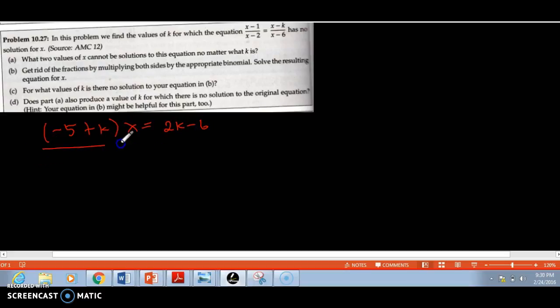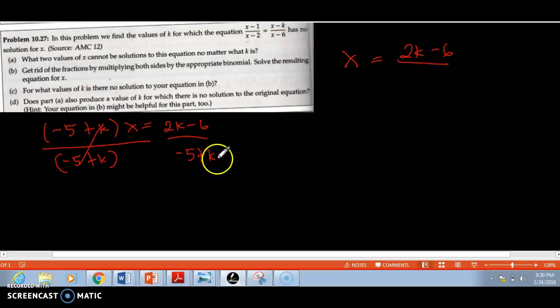So this x you need to divide. The whole parenthesis represents one number, so you need to divide this by negative 5 plus k as well, and this will cancel out. So x is equal to 2k minus 6 over, remember negative 5 plus k can be written as k minus 5. All right, so this is your answer for letter B, if you want to solve for your x. I know it looks long, but with practice, I'm pretty sure you can find this.